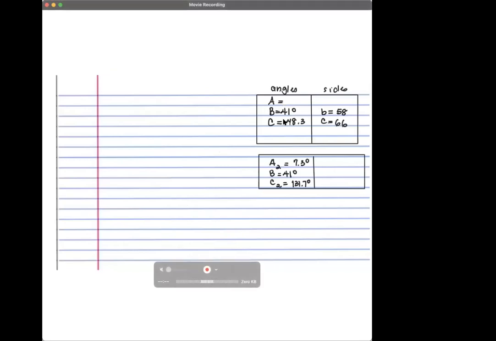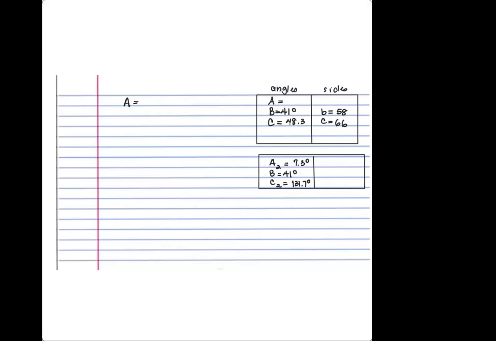So how do we get the third angle? Anytime you have two angles, please do not use the law of sines or the law of cosines to get the third. Whenever you have two angles, to get the third angle, you just use the fact that all three add up to 180. So sum the two that you have and subtract from 180. So we're going to take 41 plus 48.3 and subtract from 180. So A is equal to 41 degrees plus 48.3 degrees, and then we're going to subtract that from 180.